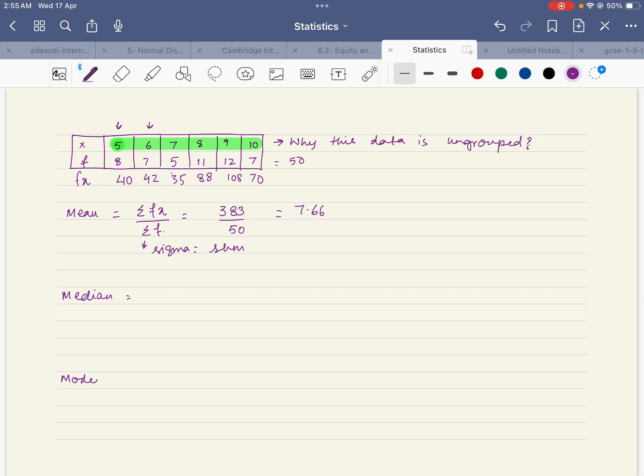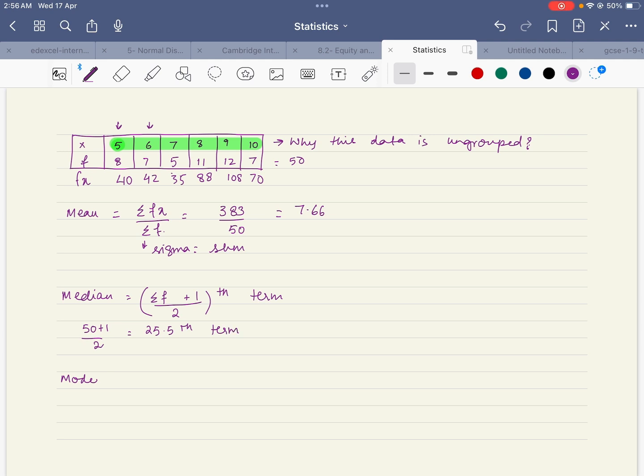Now, how do we find out the median? Median is sigma f plus 1 upon 2th term, means 50 plus 1 upon 2. 51 upon 2 is 25.5th term.